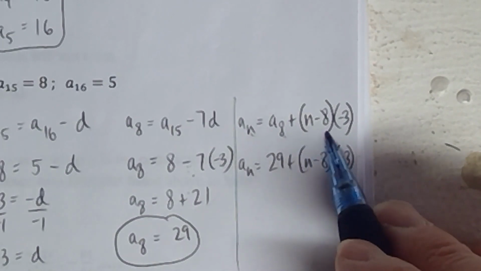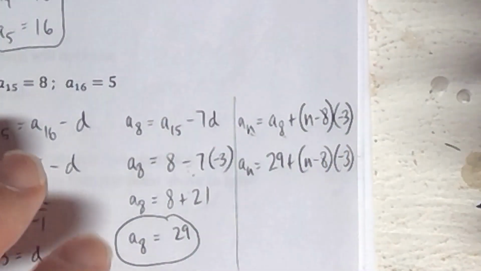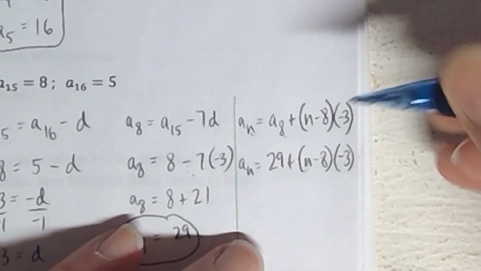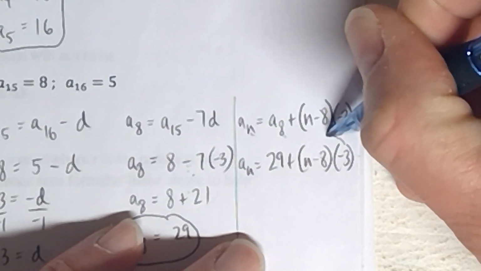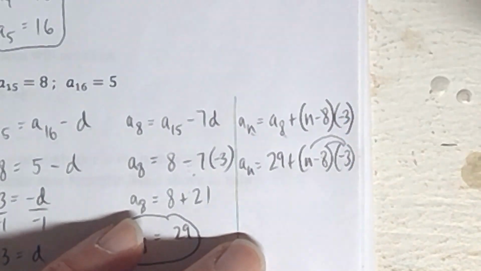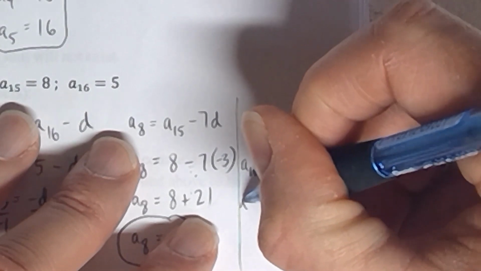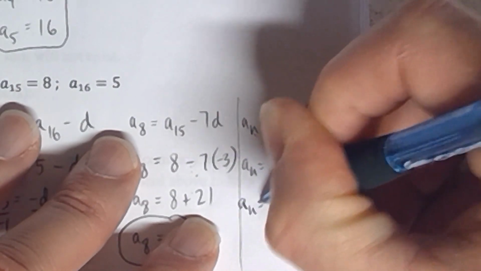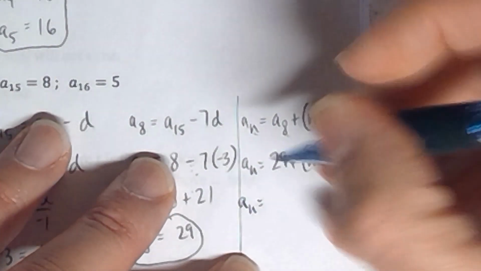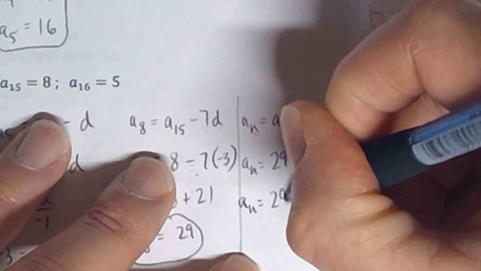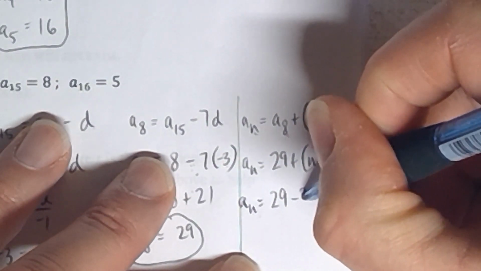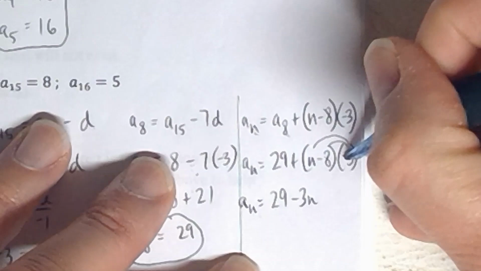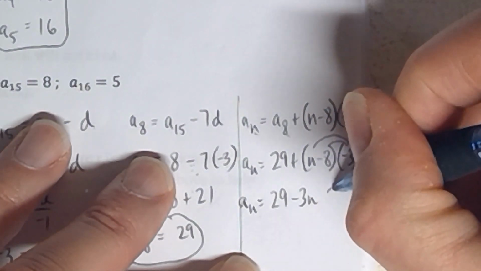n, 8, n, 8, same order. But now I do the same thing I did in the last problem with the a sub n, which is to distribute, and then combine like terms after that. If I distribute here, I get what? Bring down the 29 first, though. But we get -3n, so I'm going to say minus 3n. And then I get positive 24.